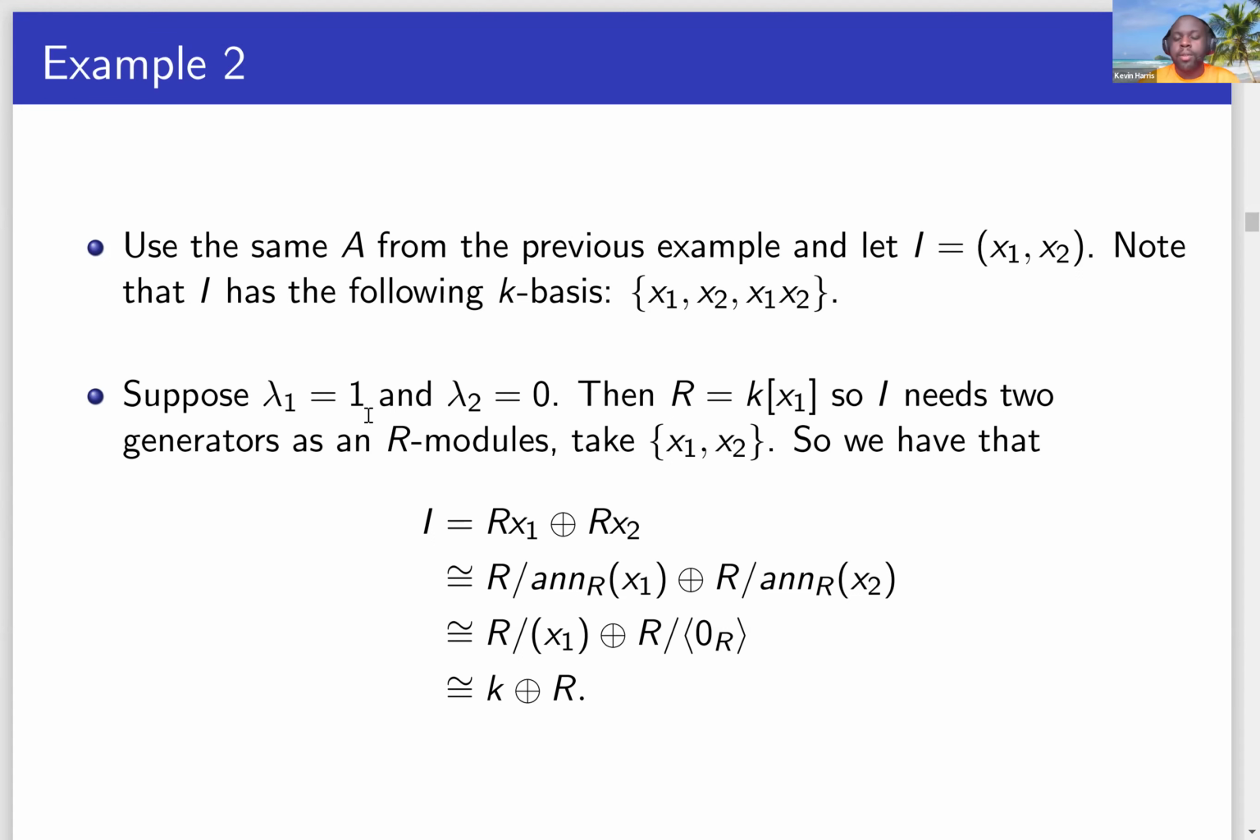So with lambda 1 equal 1 and lambda 2 equal 0, we get that R is equal to K bracket X1. So we get that I needs 2 generators. And so we can take these 2 generators to be X1 and X2. And so going through this process, we get that I is going to be isomorphic to a copy of K direct sum with a copy of the ring. Okay, so K and R.